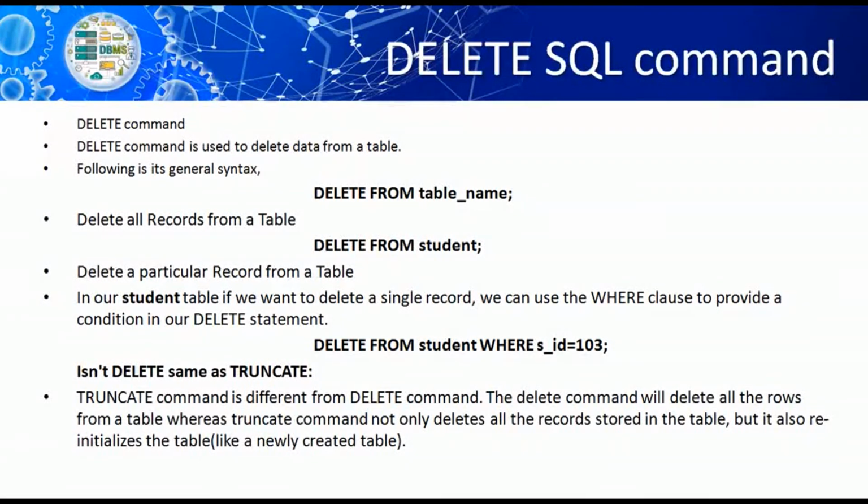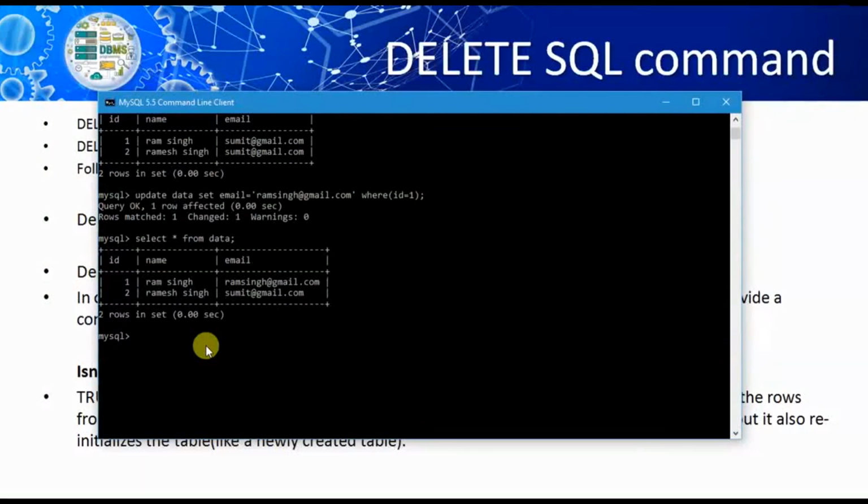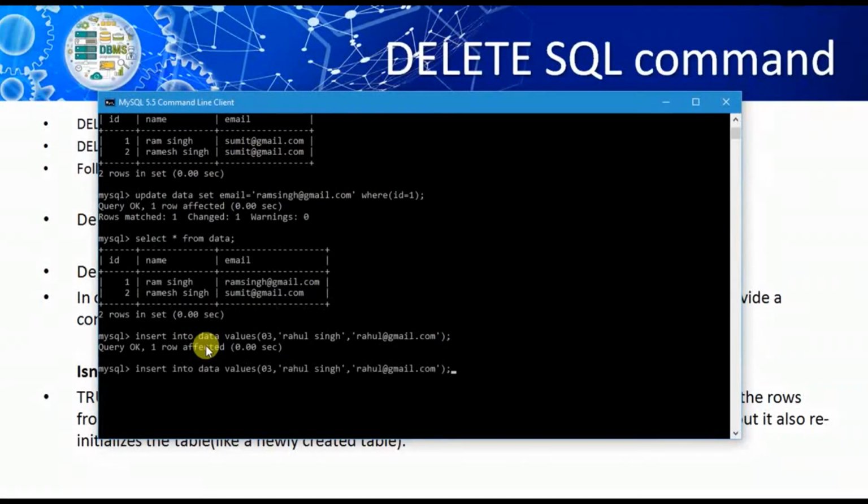I am going to run it on MySQL. So first of all I am inserting one more record. His ID is 3. His name is Rahul Singh. Mail ID is rahul@gmail.com, and that's it. One row entered. Now look at here. In total we have 3 rows inside the table.